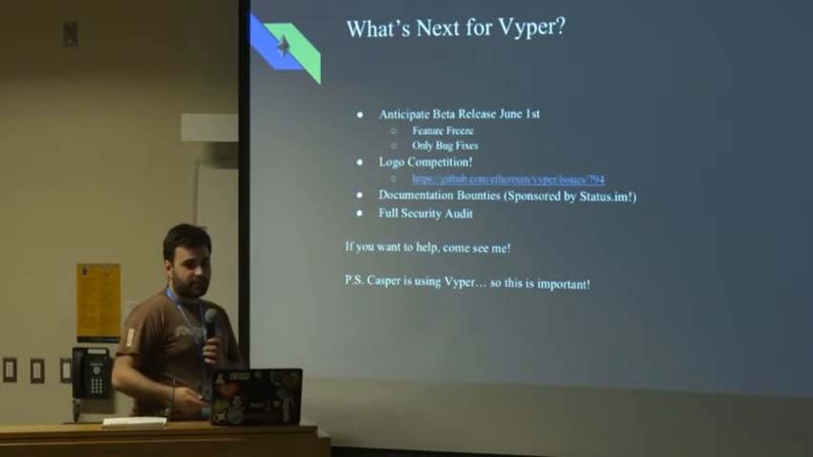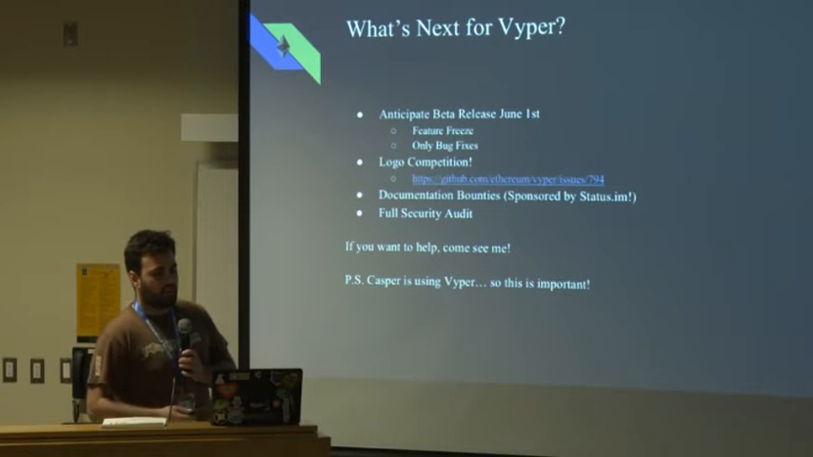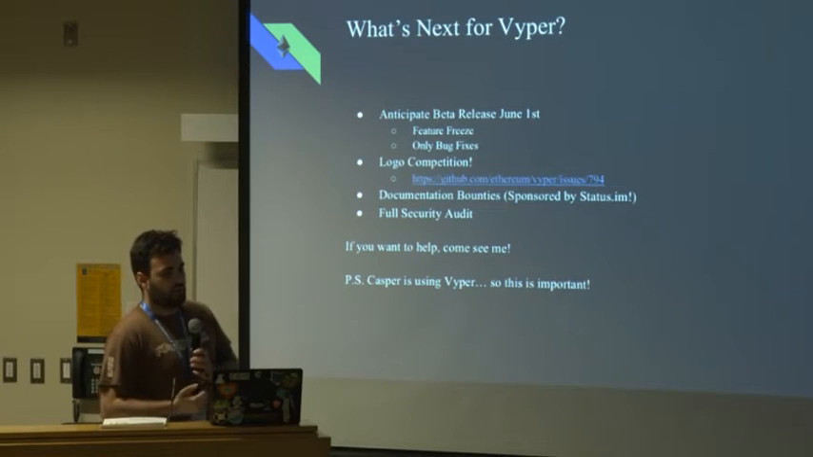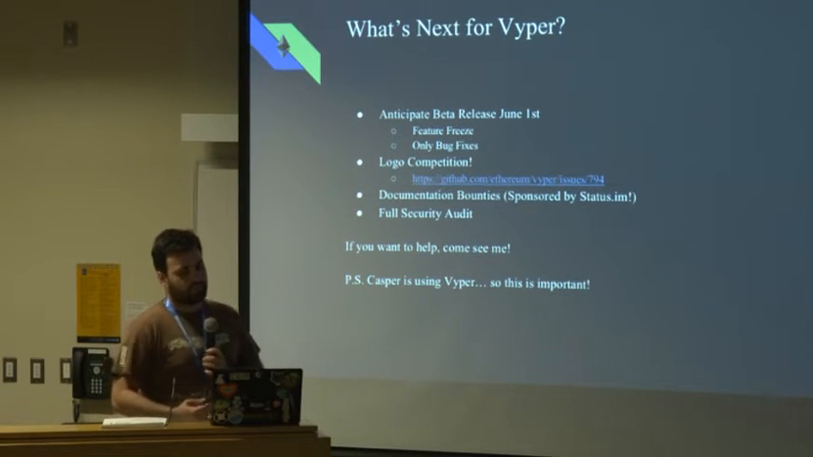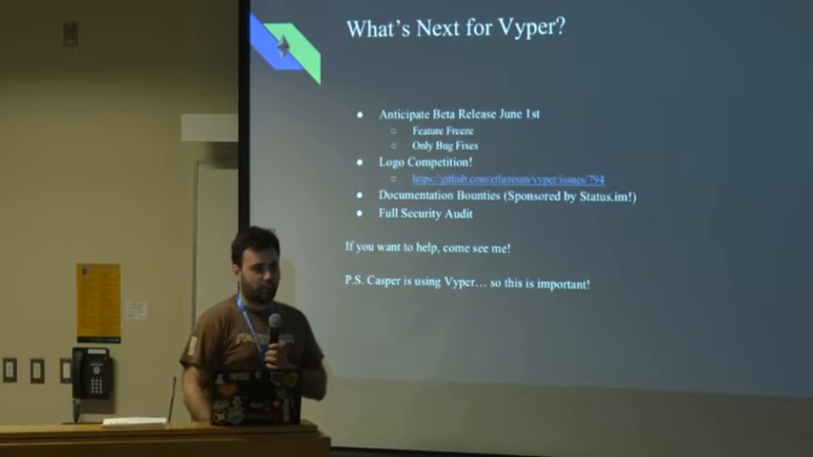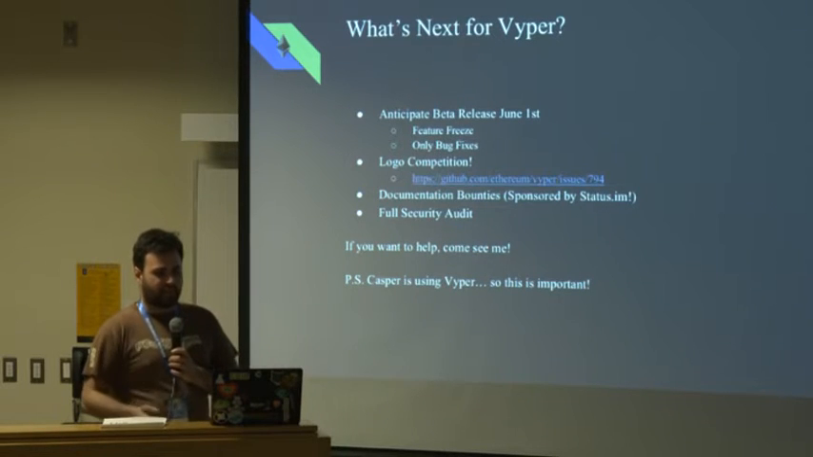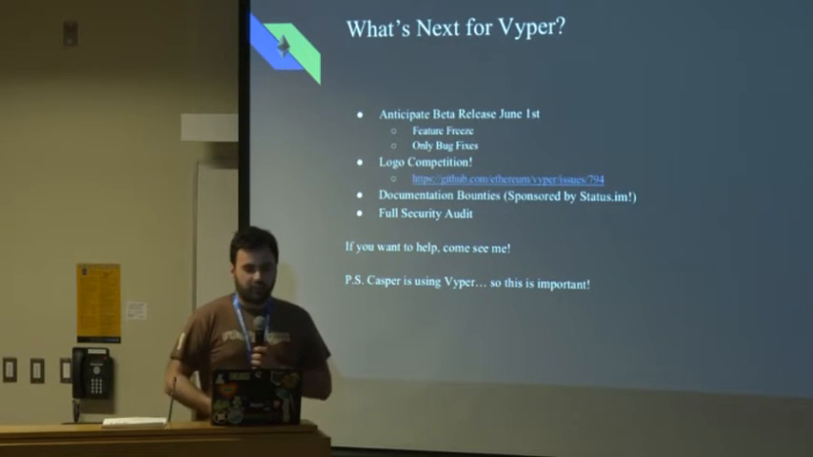So what's next for us? We're anticipating a feature freeze at the start of beta by the end of the month. Once that process starts, we're only going to be accepting bug fixes from the things you guys find. So Viper V1 will be formally verified using the K framework by the runtime verification folks. That'll hopefully be complete sometime in the summer, I'm not really sure.